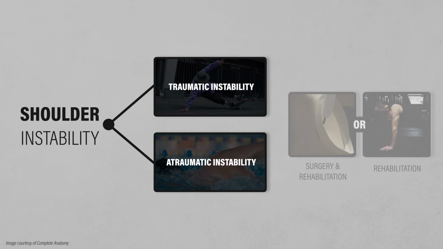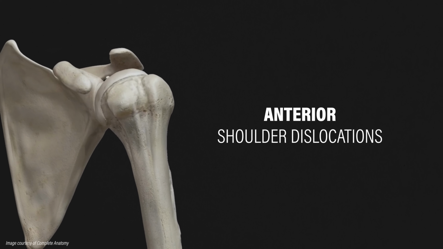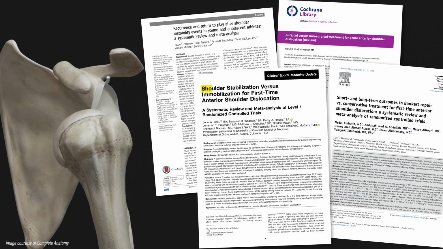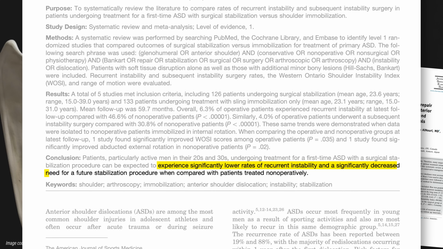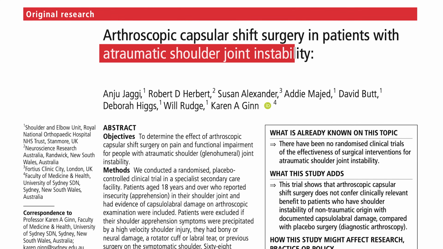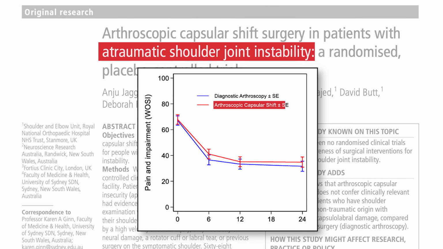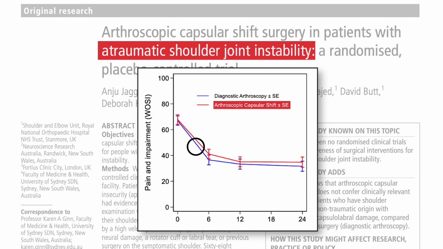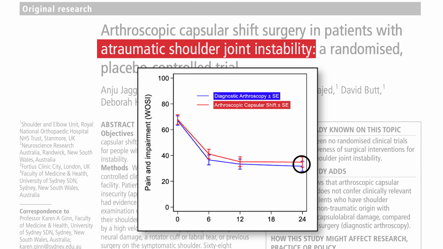Regardless if you have traumatic or atraumatic instability, management options include surgery and rehabilitation, or rehabilitation alone. For anterior shoulder dislocations, multiple studies show that younger athletes who receive stabilization surgery experienced lower rates of recurrent instability and decreased need for future surgery compared to those who received non-operative management. For atraumatic instability, a 2023 randomized placebo-controlled trial found that surgery, where the joint capsule was tightened, did not lead to better results than a placebo or sham surgery in terms of improvement in pain and functional impairments.